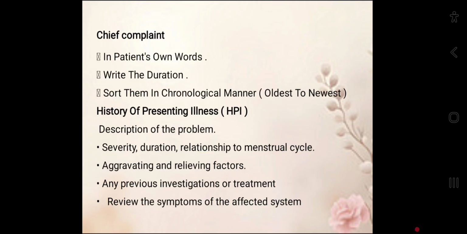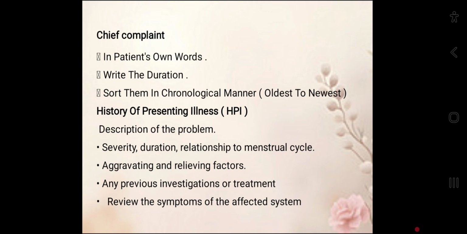After patient data, we'll ask about the main complaints that necessitate the patient to present to the doctor. It will be in the patient's own words. Ask about duration of symptoms. If the complaint contains many symptoms, sort them in chronological manner, oldest to newest symptom.